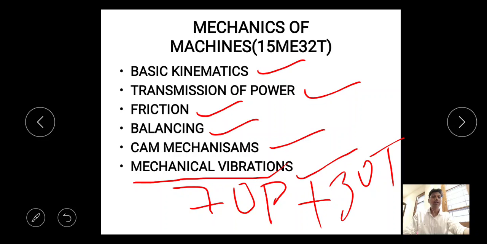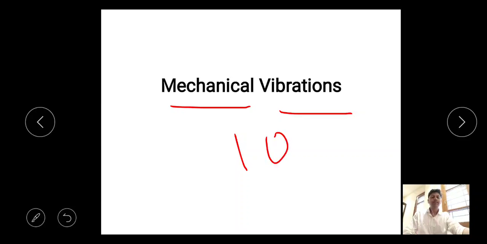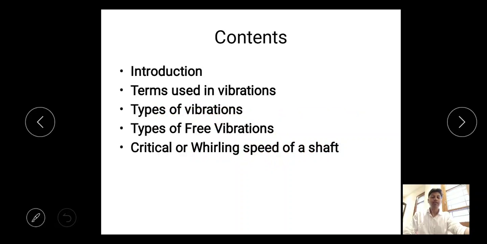So we'll start with the mechanical vibration. It consists of 10 marks theory, fully theoretical. In this whole chapter, what contents will you be studying? You will be studying the introduction about vibration: what mechanical vibration is, how vibration affects, and how to reduce that vibration. All that we will be studying in the introduction part.